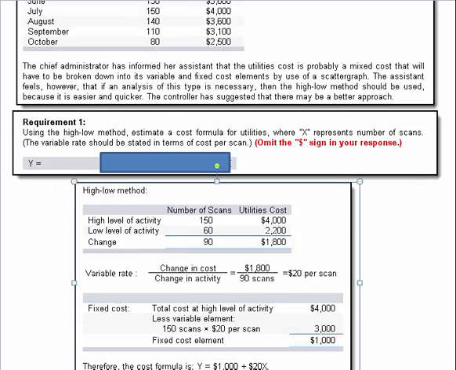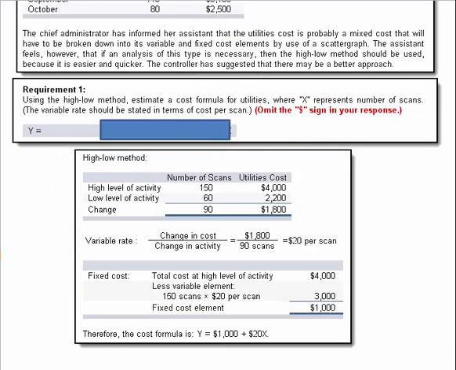All right, let me adjust the screen here, and then we can complete our analysis. So if we take the change in cost, the $1,800, divided by the 90, we come up with the variable rate, which is $20 per scan. Then if we start at the high level, we knew we had $4,000. If we take the 150 scans, which was the activity at the high level, and multiply it times the variable cost component that we just computed, which is $20, we're able to determine that $3,000 of that $4,000 represents the variable cost. If we subtract the variable cost from the total cost, we've computed the fixed cost.